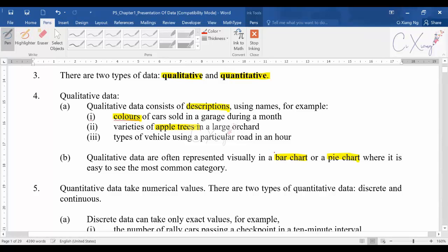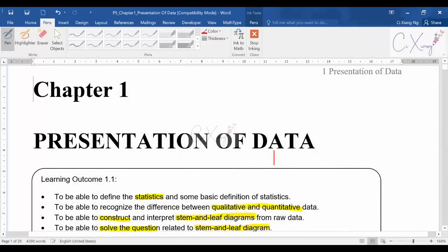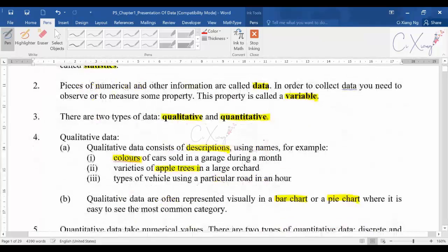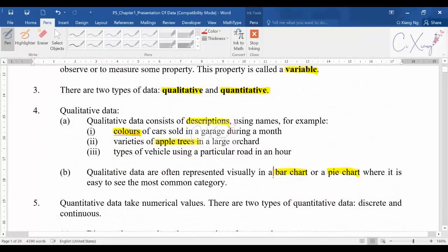You can see two graphs here for qualitative data, either a bar chart or a pie chart. Of course, in the exam, if you want to save your time, bar chart is still the best. If we want to save time, usually we won't want to draw a pie chart.